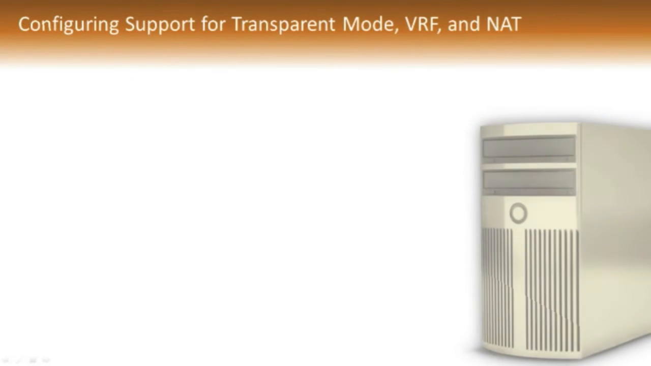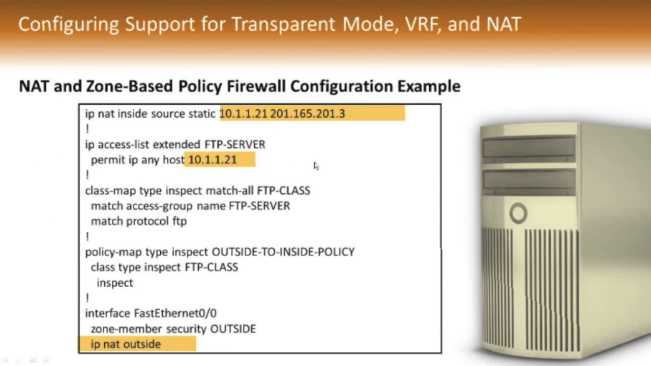Let's take a look at an example. So we come in here and construct a simplistic example for you so you can see this. IP NAT inside source static, we are going to statically translate 10.1.1.21 to 201.165.201.3. Next up here, we have our access list defining traffic, and you notice what we did. We referenced the real or local IP address. Yep. We don't go by the mapped one, we go by the real or local IP.